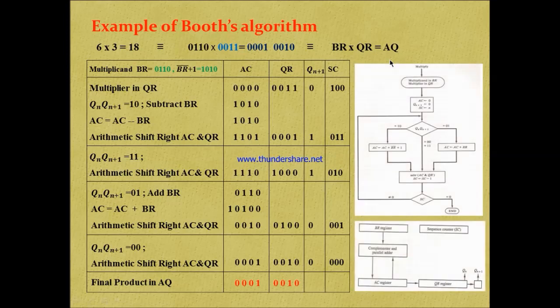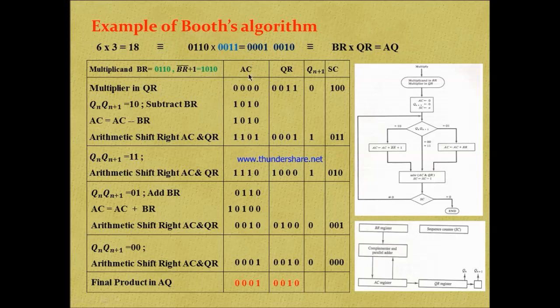As we know, the multiplicand is in the BR, and BR is 0110, and the BR bar plus 1, that means the 2's complement of the BR. This thing is required. Why? Because in the subtraction part we will do nothing but the 2's complement addition, where we require BR bar plus 1. That's why I have found the BR bar plus 1, which is equal to 1010.